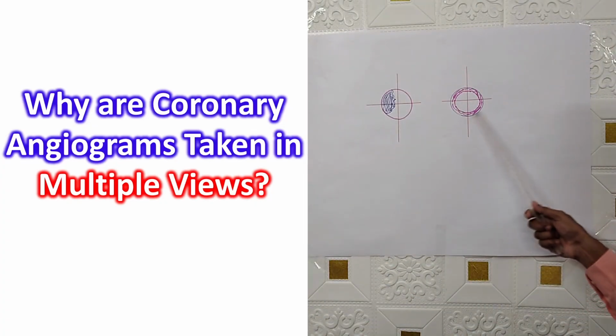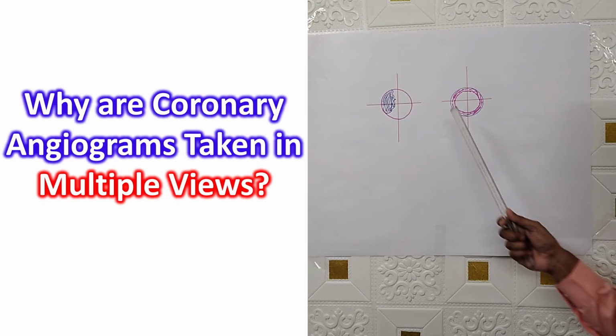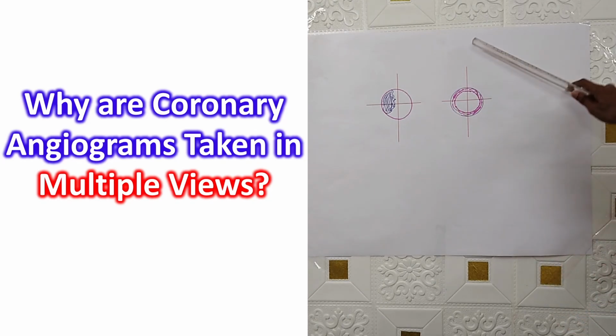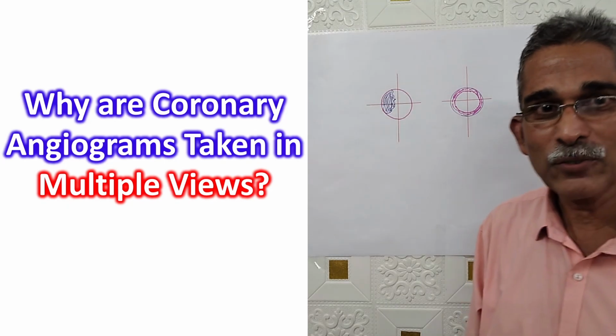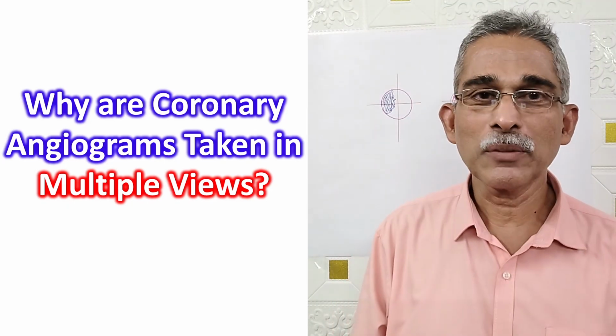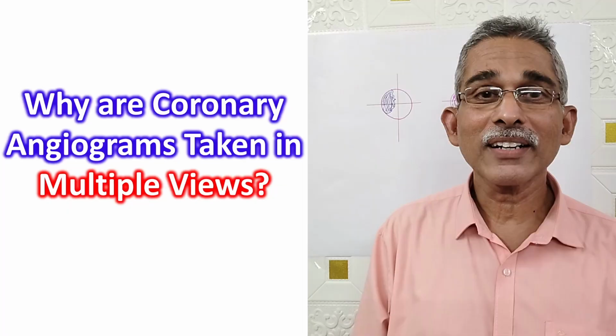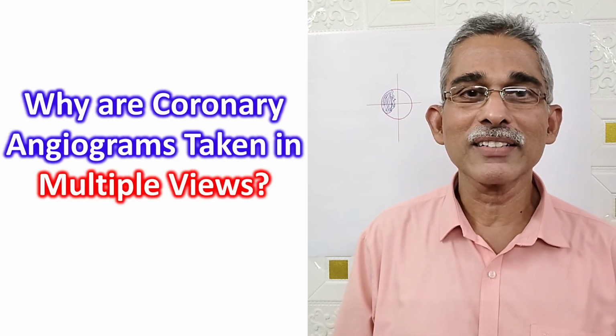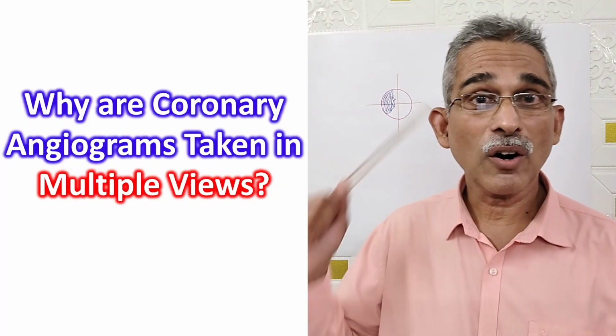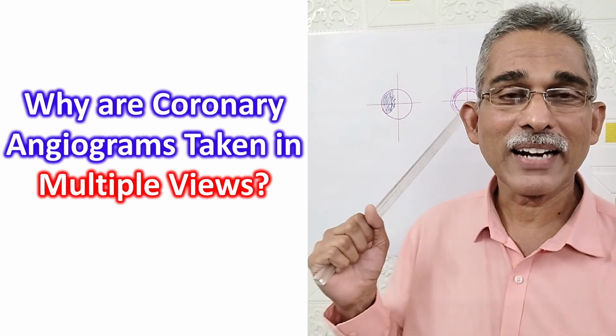And look at this lesion. This is a concentric lesion. In a concentric lesion, whether you image in this plane or this plane, there may not be much difference. It will be almost similar. But concentric lesions are quite rare. Most of the lesions are eccentric. Then for concentric lesion, there is a trap.